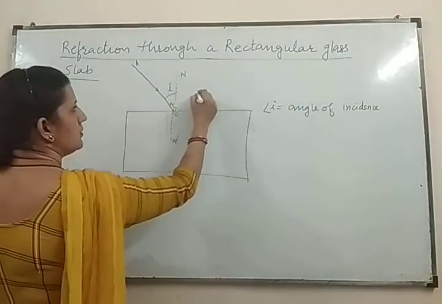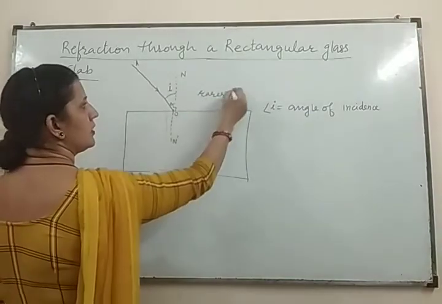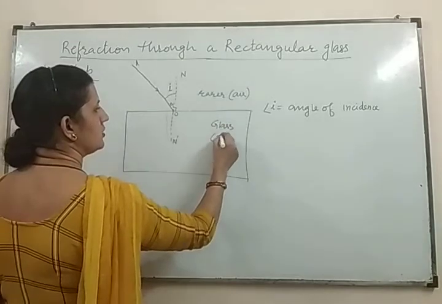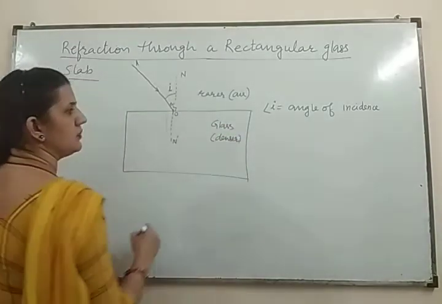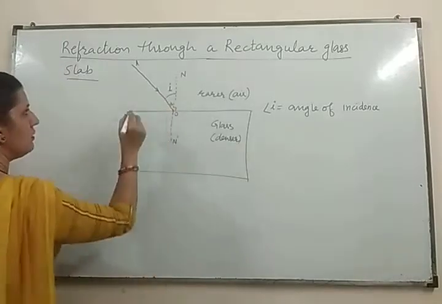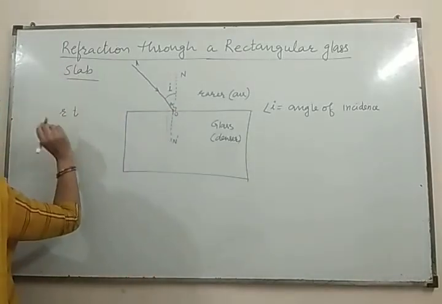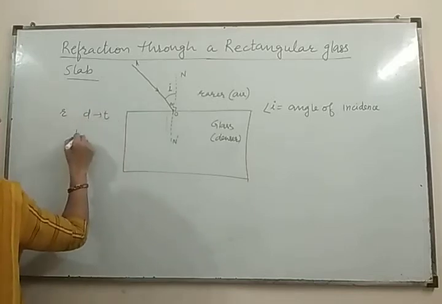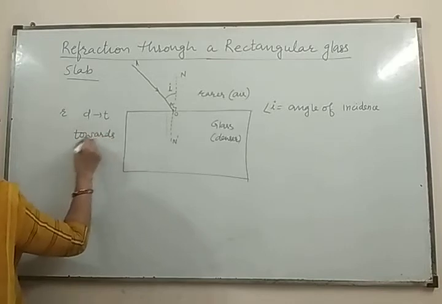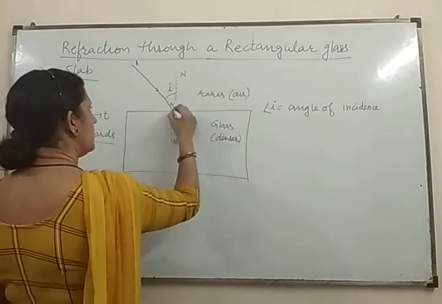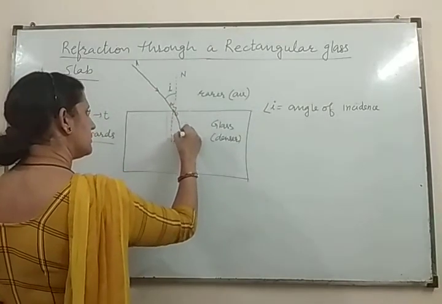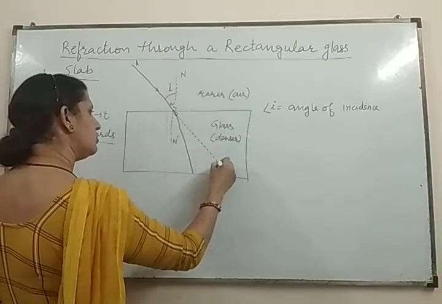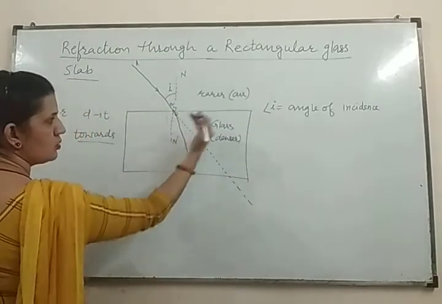Then this medium is the rarer medium because this is air and the slab is of glass, so this will act as a denser medium. And you know, students, when the ray is moving from rarer to denser, it will move towards the normal. So the ray will shift towards the normal and you will draw it like this, because actually it was going like this. It should go like this, but it bends towards the normal.